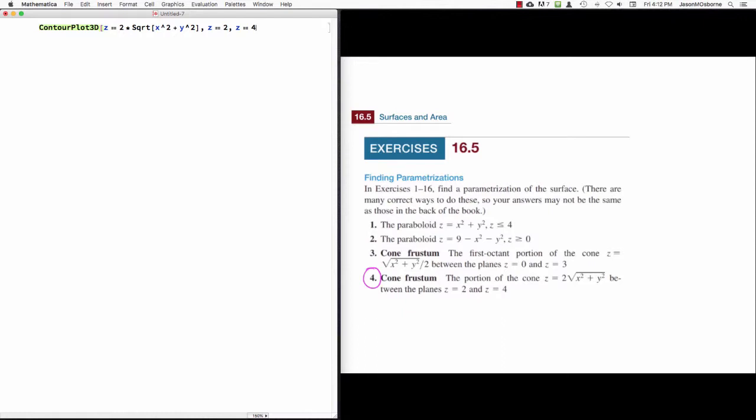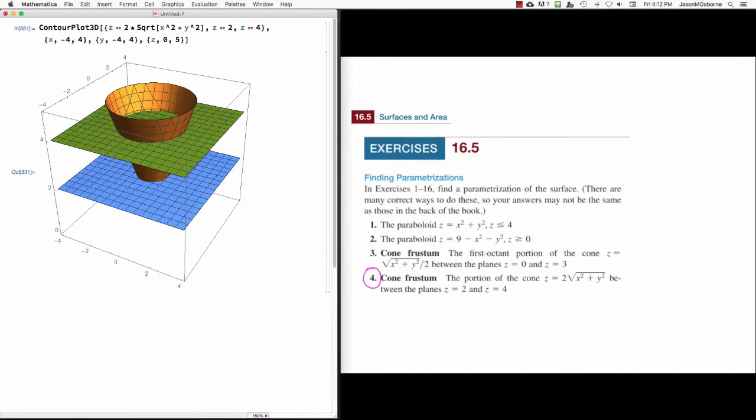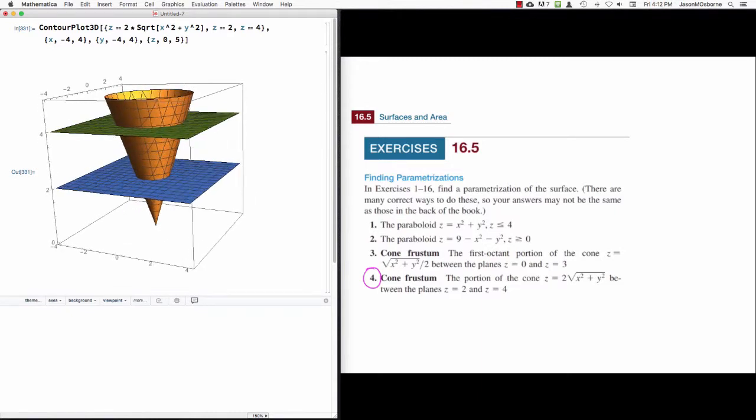You could plot this for, say, x going from negative 4 to 4, y going from negative 4 to 4. Couldn't hurt to pick whatever. z going from 0 at least up to 4, so let's go to 5 perhaps. Let's look at a contour plot 3D of all these different functions. It should look like a cone with 2 planes chopping through it. And there we have the cone, and there we have the 2 planes.